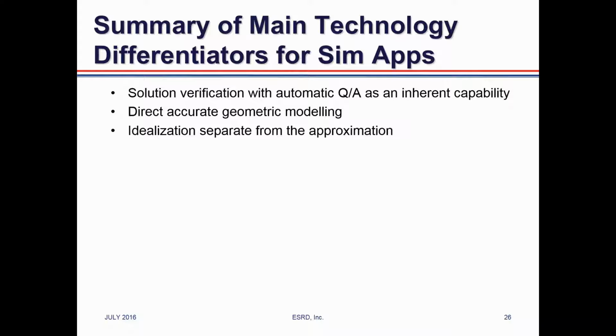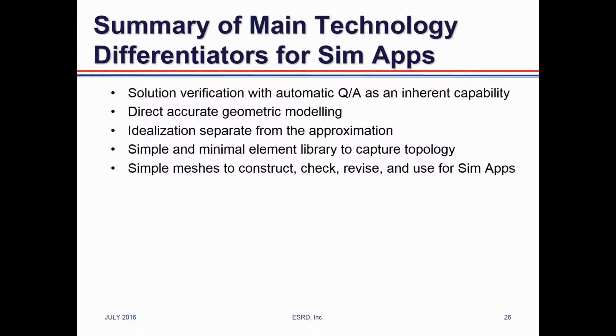We keep the idealization separate from the approximation, which allows a simple and minimum element library to be used to just capture the topology. Therefore, there are simple meshes to construct, check, revise, and use for simulation apps, with the speed up of the process of creation.